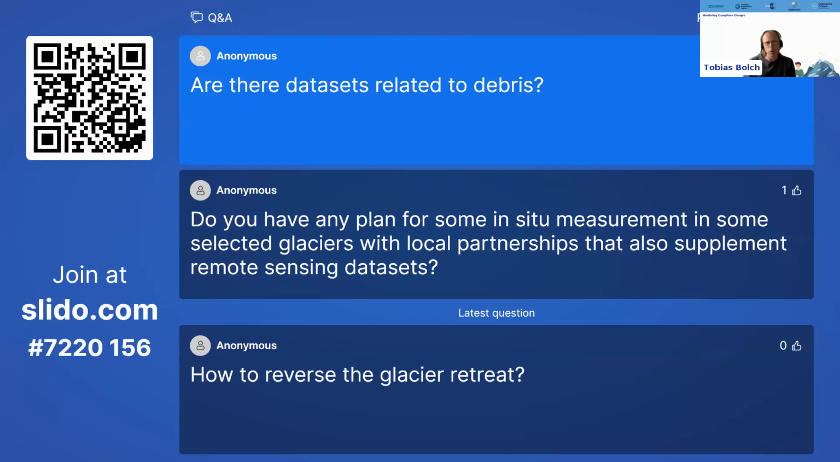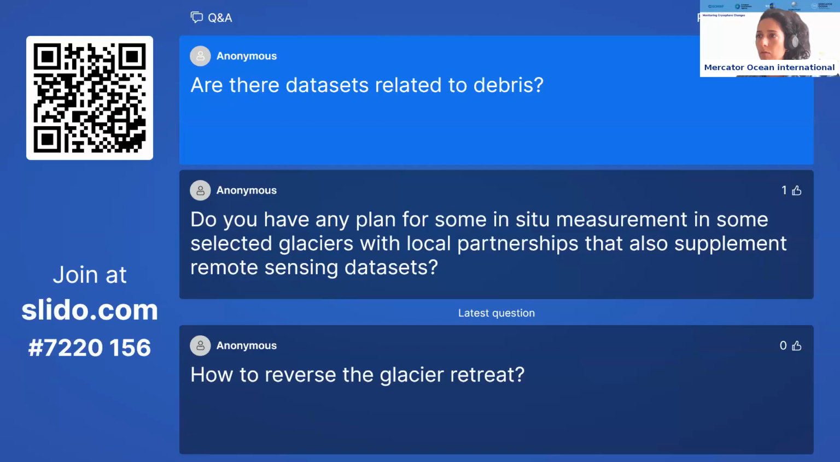We have a global mask of debris cover, like we have the information already in the Randolph Glacier Inventory, but there are data sets available also about debris thickness. And if you're interested, I'm happy to share the information directly with you. Great.